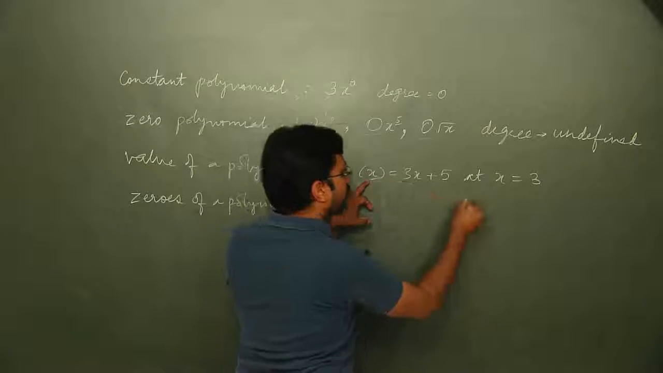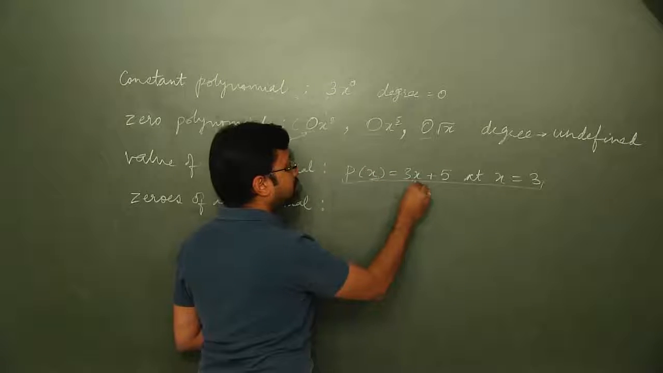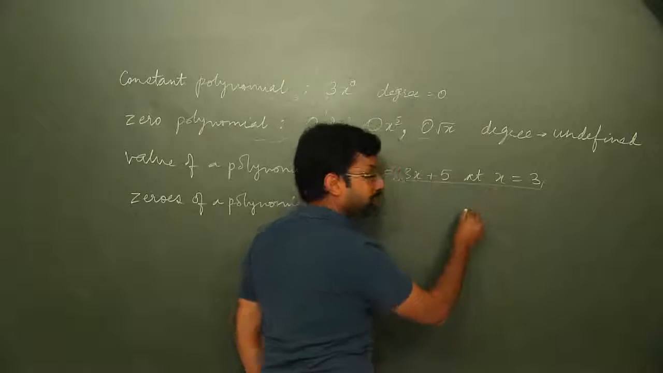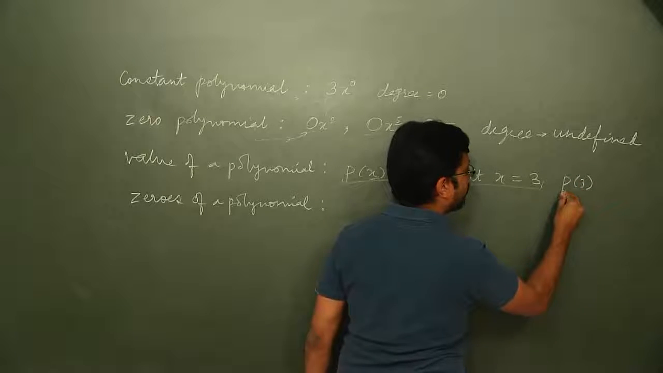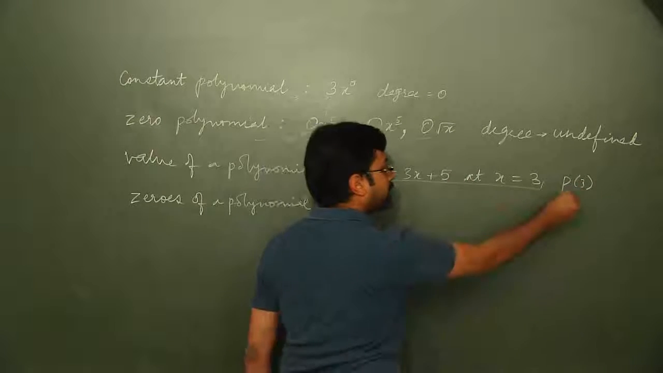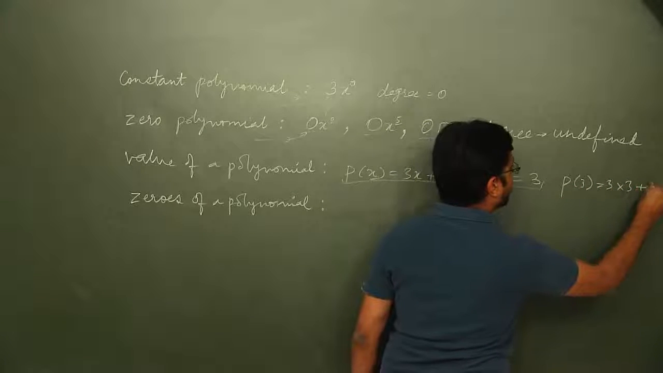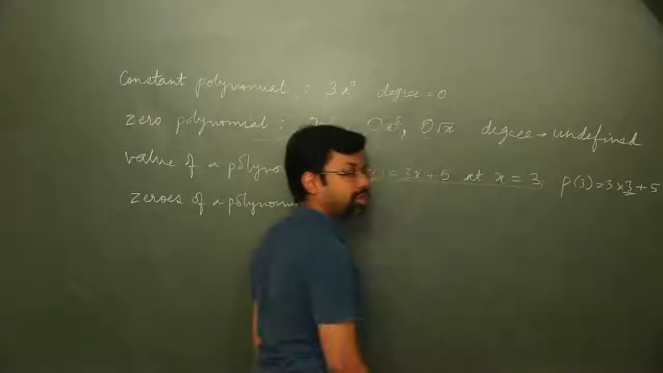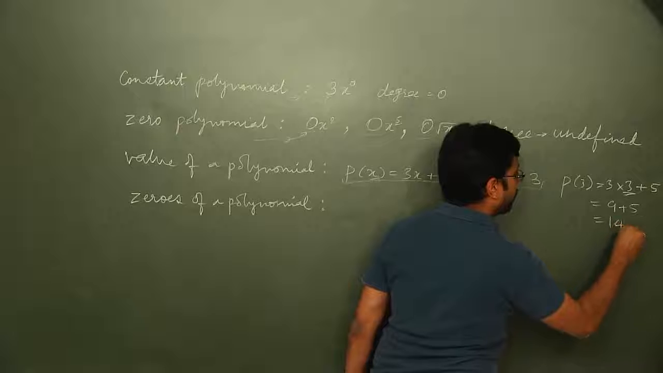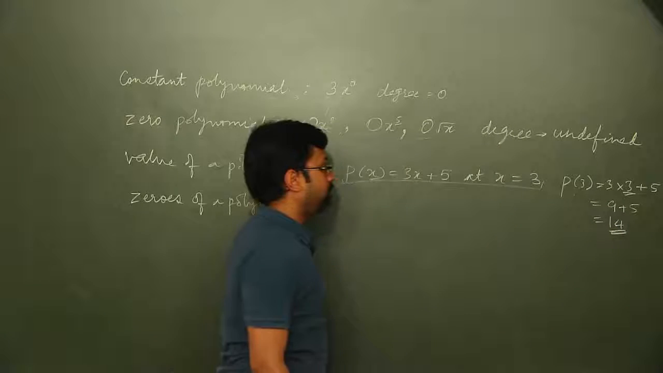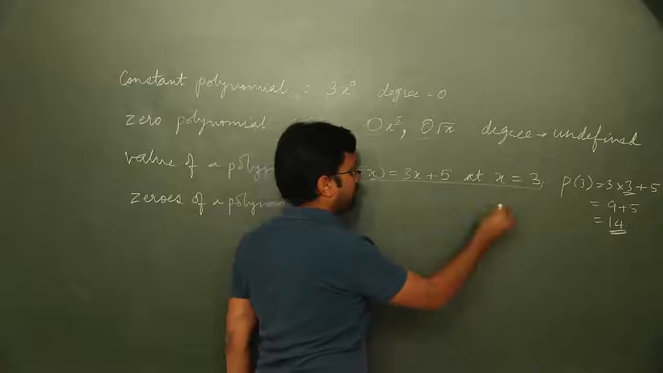So the value of p(x) equal to 3x plus 5 at x equal to 3 would be written as p(3). This is read as the value of polynomial p(x) at x equal to 3, and this will be equal to 3 into 3 plus 5. Instead of x, we have substituted 3. So this will give you 9 plus 5, that's equal to 14. So the value of a polynomial at a given value of x can be obtained by replacing x.